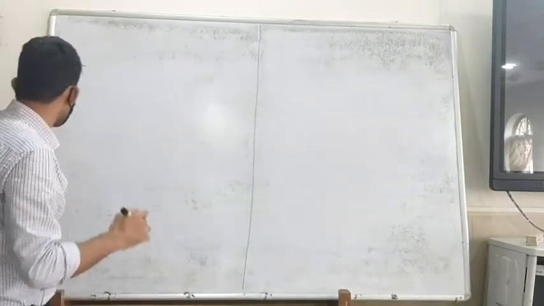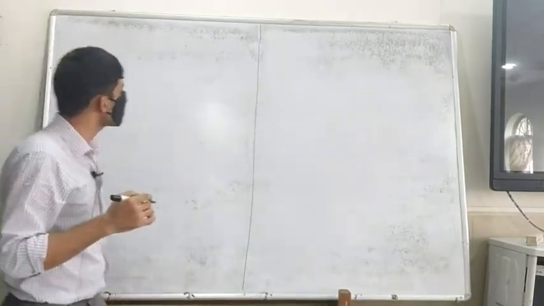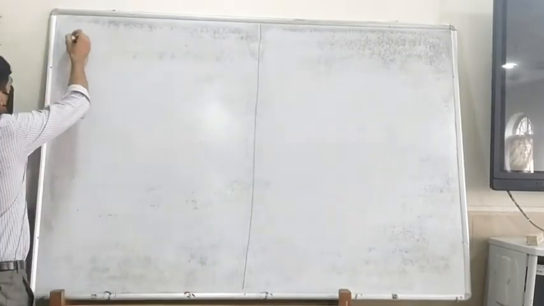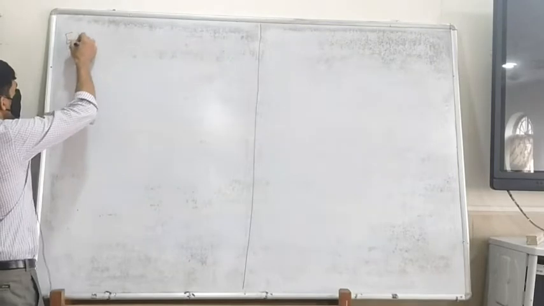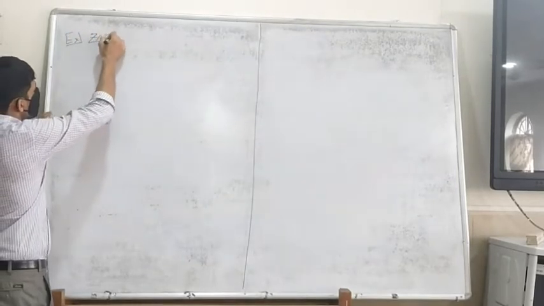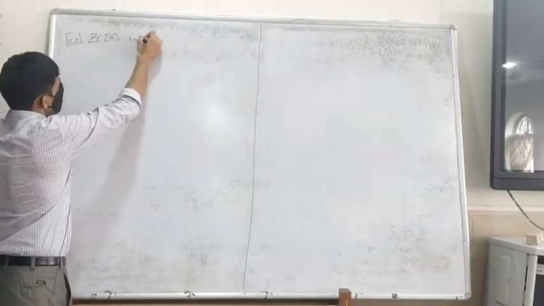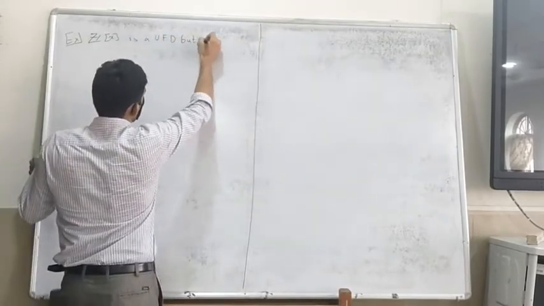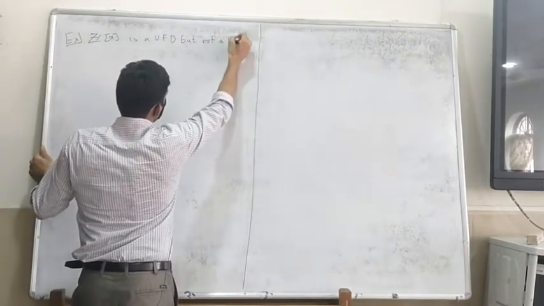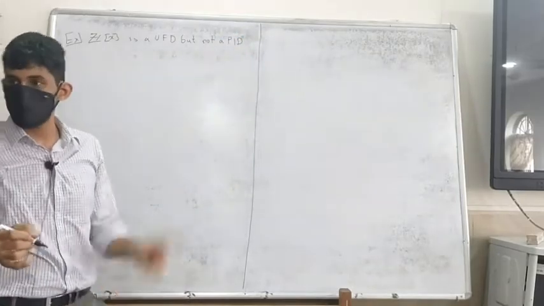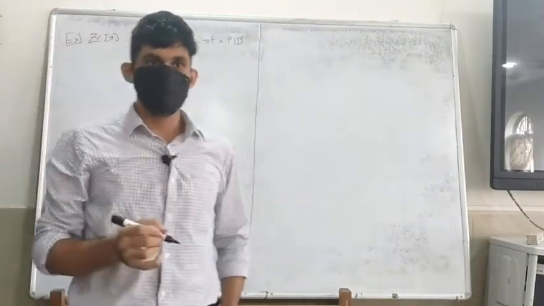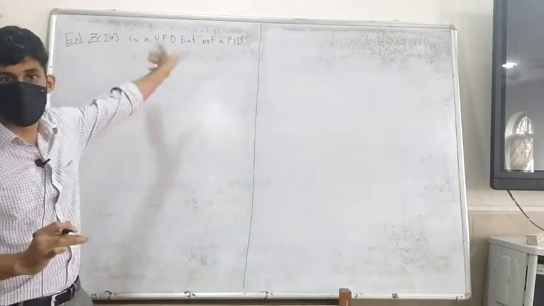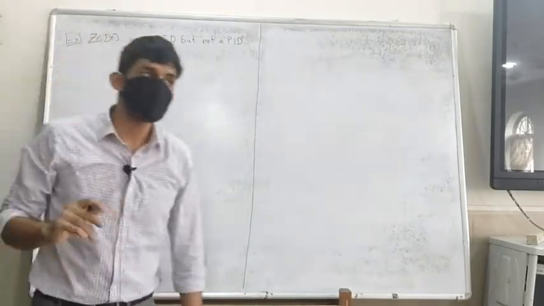Okay, so we'll give an example of a ring which is a UFD but not a PID. And what is that? That is Z[x]. So Z[x] is a UFD but not a PID. We have already proved that this is a UFD in the previous section, the last topic of the previous chapter. We now need to show that it's not a PID.